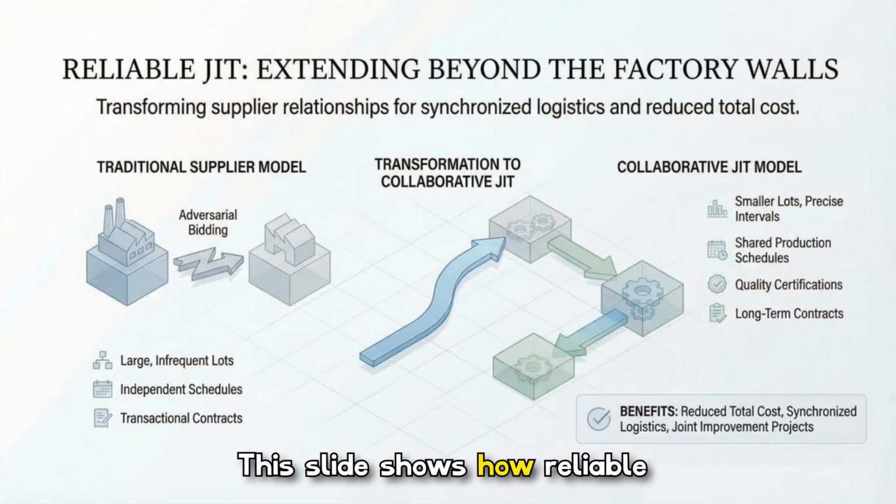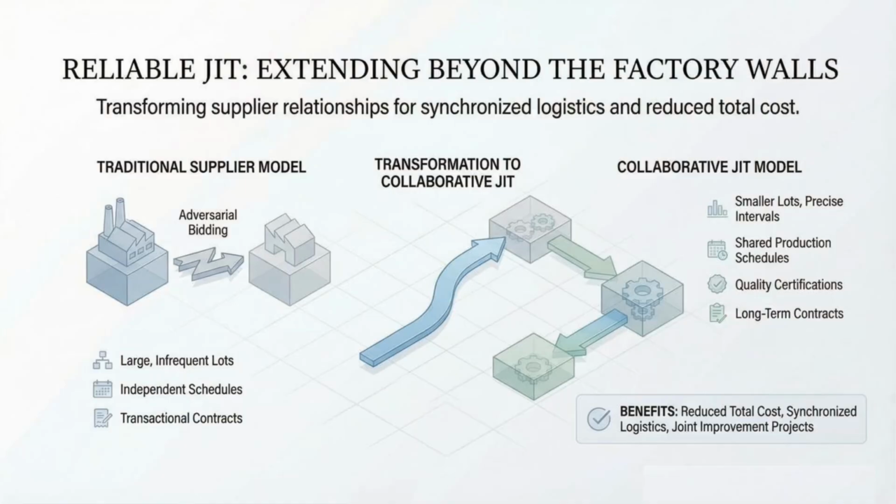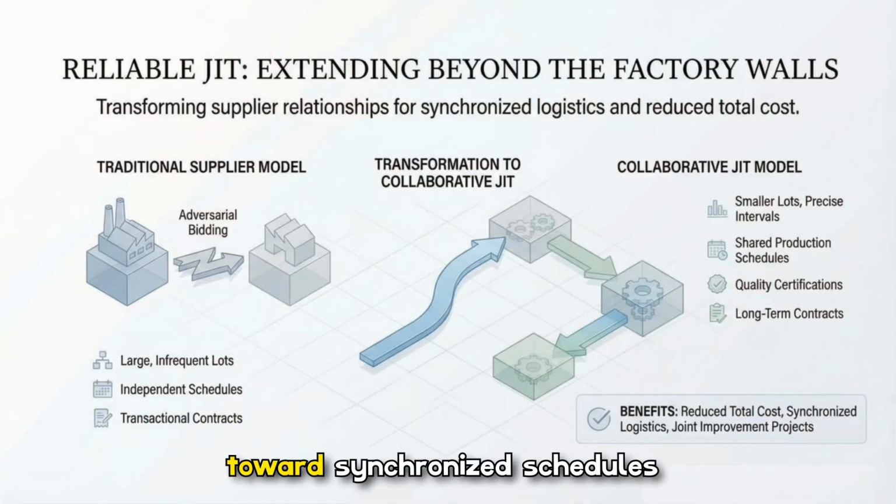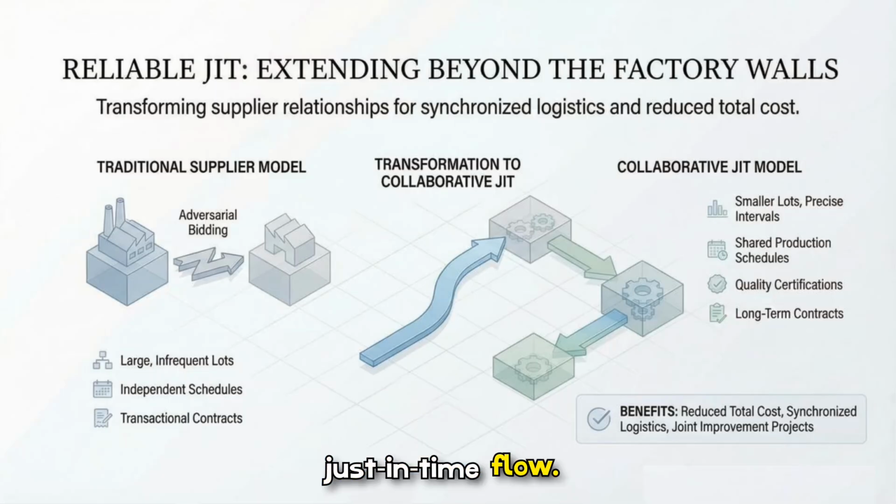This slide shows how reliable JIT extends beyond factory walls through collaborative supplier relationships, moving away from adversarial, transaction-based models towards synchronized schedules and long-term partnerships. This enables smaller, precise deliveries, quality certifications, and joint improvement projects. The result is reduced total cost and coordinated logistics, with suppliers treated as integrated partners in maintaining smooth, just-in-time flow.